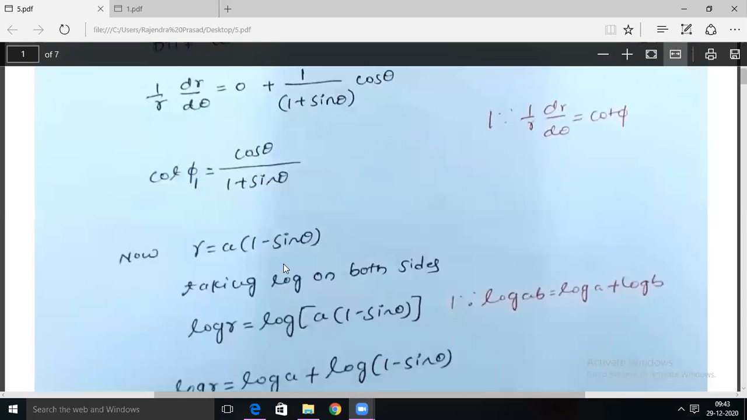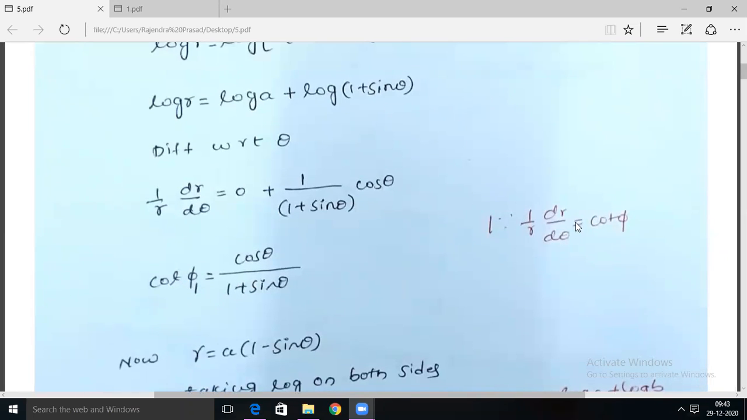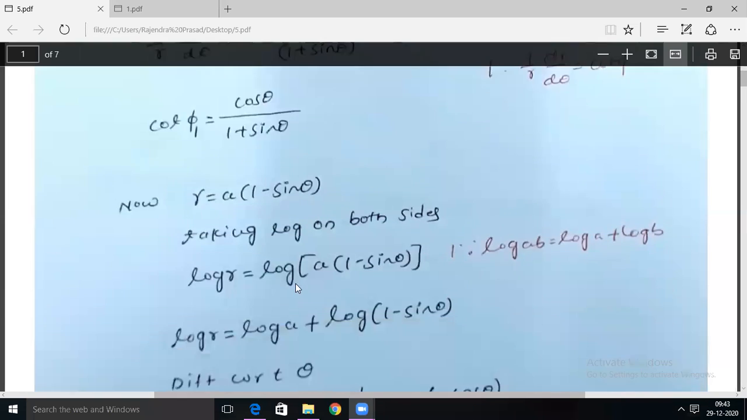Right? So cot phi 1 is 1 by r into dr by d theta. We can write this because 1 by r into dr by d theta is equal to cot phi, where phi is the angle between the radius vector and the tangent. That is, tan phi is equal to r into d theta by dr, so the equivalent form we can write is cot phi is equal to 1 by r into dr by d theta. So cot phi 1 is equal to cos theta upon 1 plus sin theta.